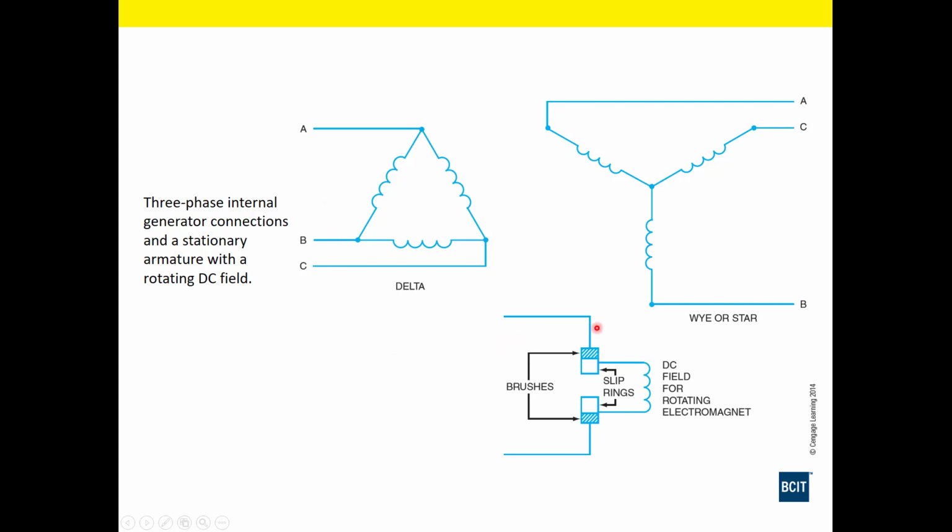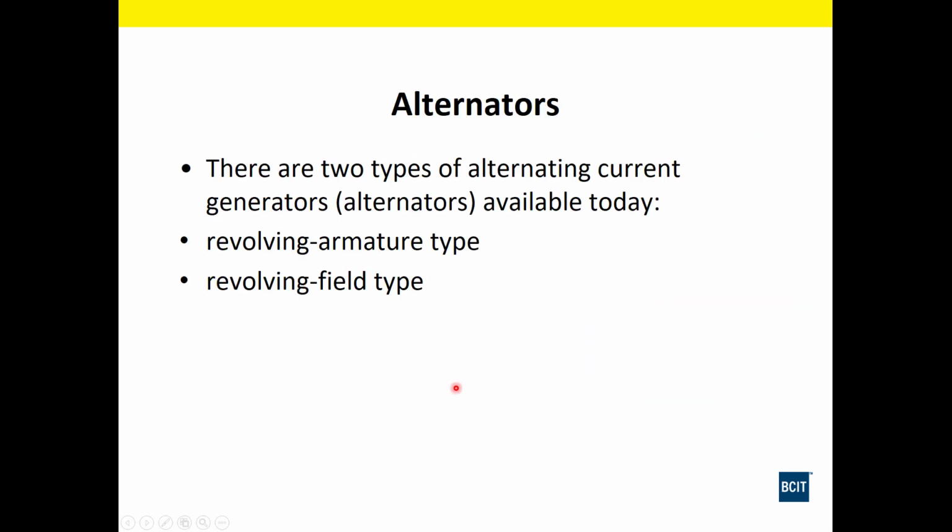Now we have to have rotating fields. We're going to look at that in a moment, where we're going to have a field winding and slip rings, typically slip rings. Now we have two types of alternators. We have a revolving armature type and a revolving field type. One is very common, one is a little trickier, and you'll see why.